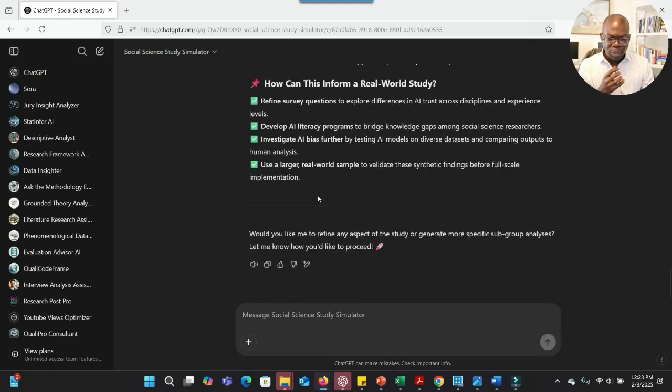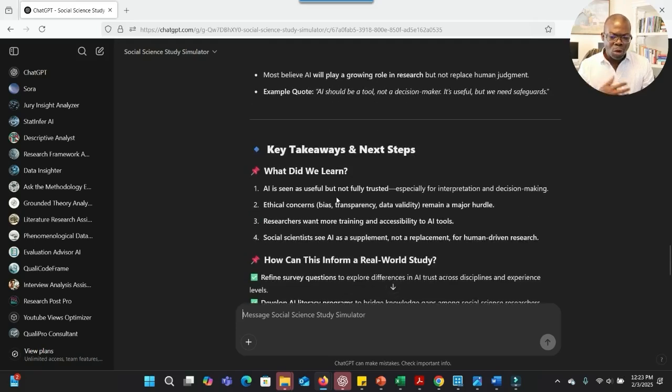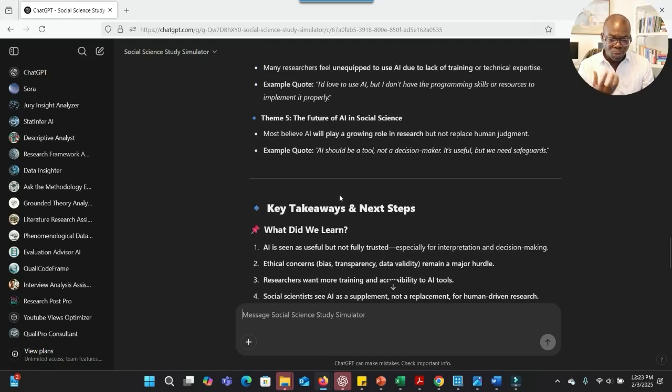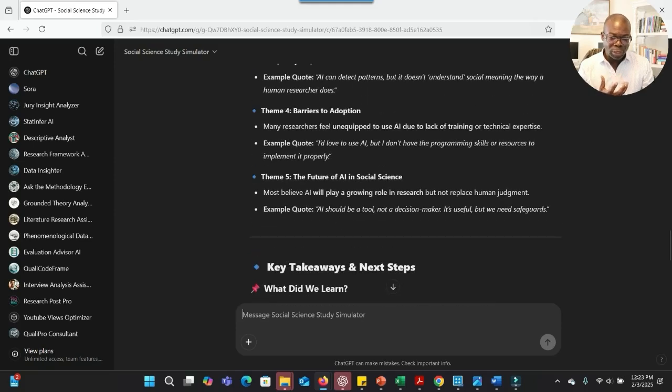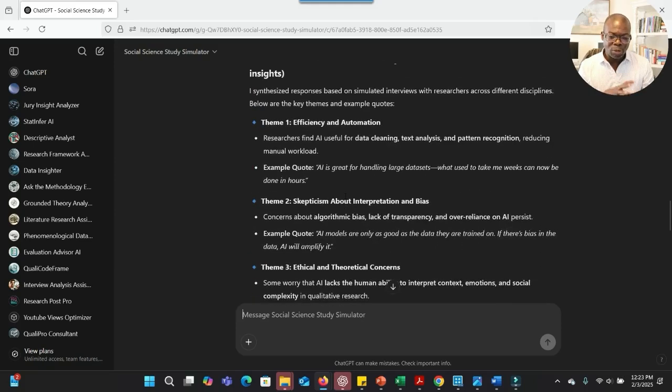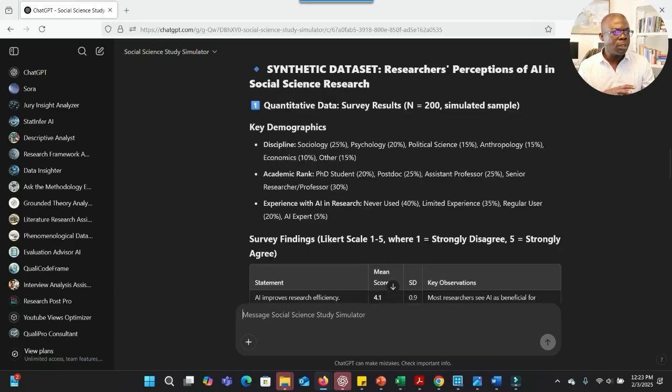It asks me, would you like me to refine any aspect of the study or generate more specific subgroup analysis? And let me know how you would like to proceed. So you can go on and explore more to get what you need before you do an actual research. So that's what I really like about this tool.